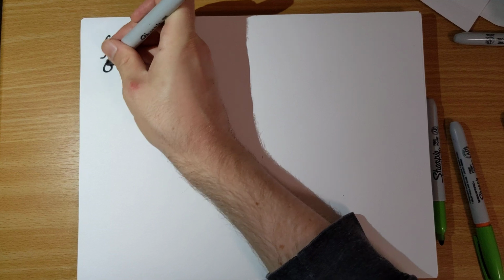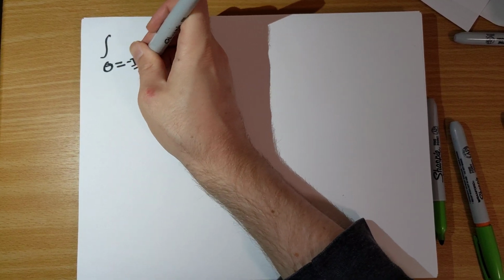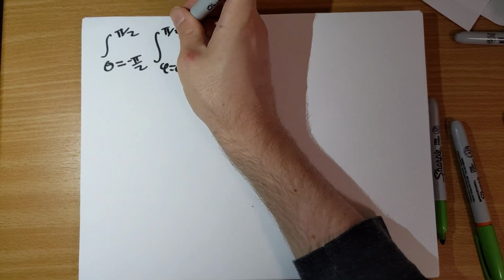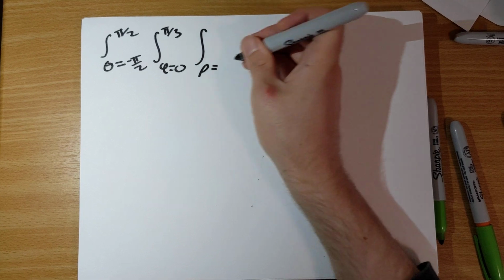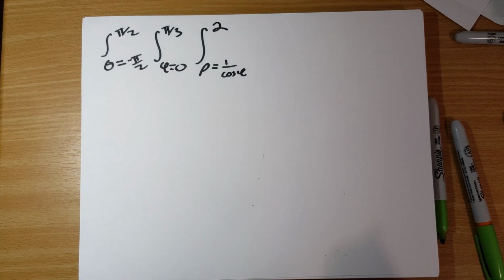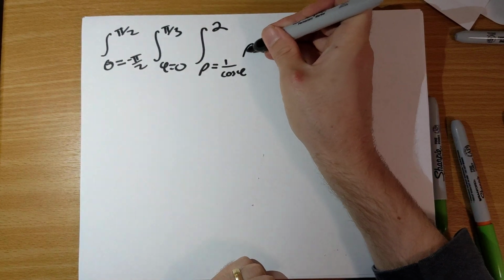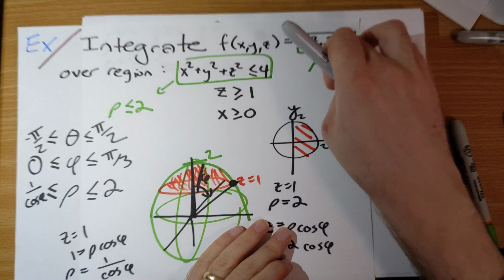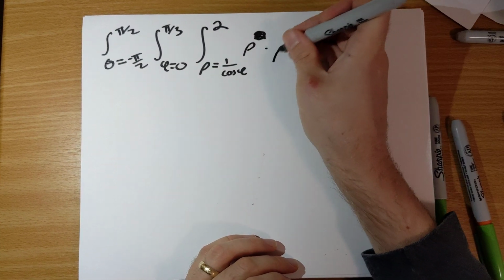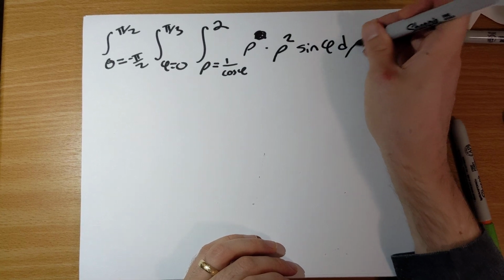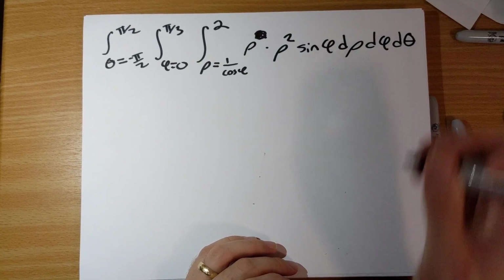So let's go to a new slide with this information. Theta runs from negative pi over 2 to pi over 2. Phi runs from 0 to pi over 3. Rho runs from 1 over cosine phi to 2. And then the integrand is rho times rho squared sine phi, d rho d phi d theta.